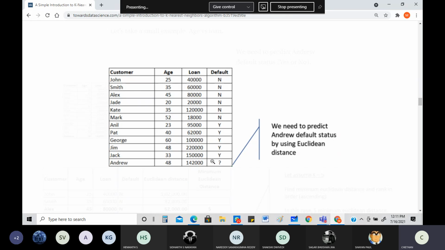Now, one thing you have to keep in mind when it comes to KNN is that it is very good when you have numerical values. But there are certain places where you don't get numerical values. So that will be our next example, right?